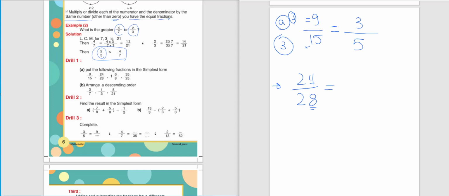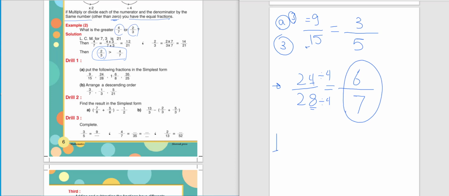Okay, so 24 we can divide by 4, and this can be divided by 4, because this number is divisible by 4, and this number. 24 divided by 4 equals 6, and 28 divided by 4 equals 7. 6 divided by 7 can't be, and 7 divided by 6 can't be. So this is the simplest form.